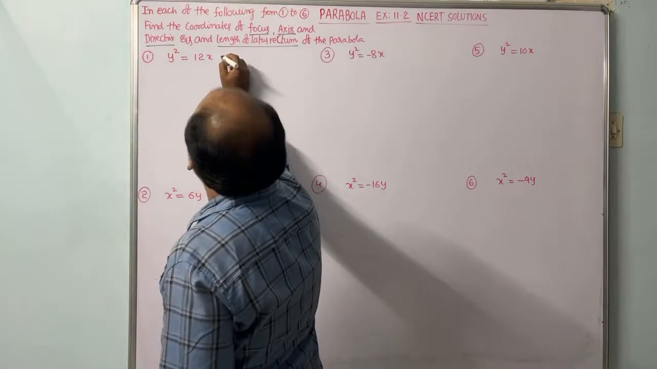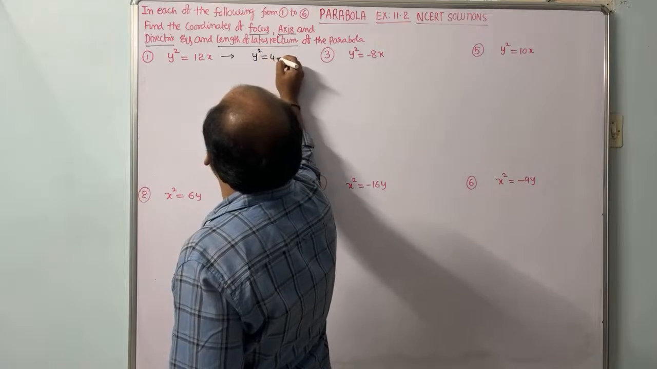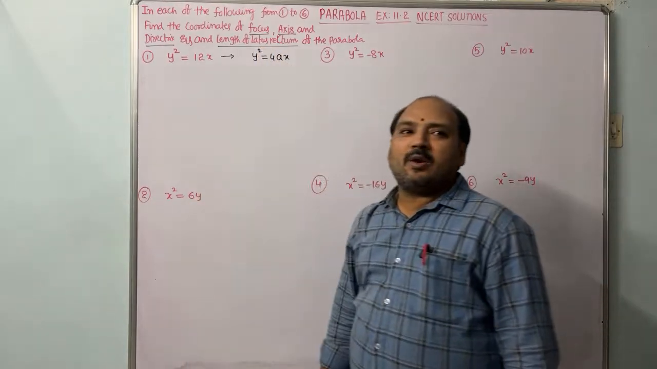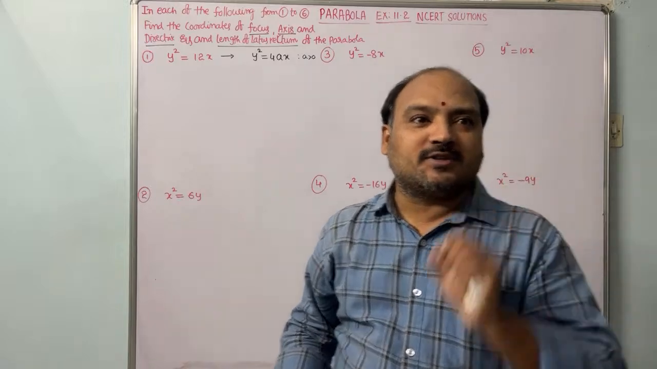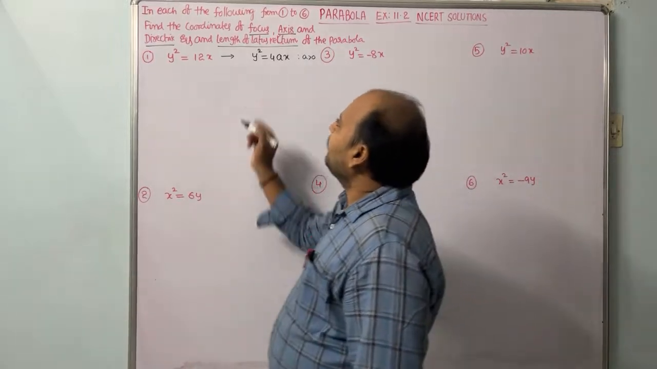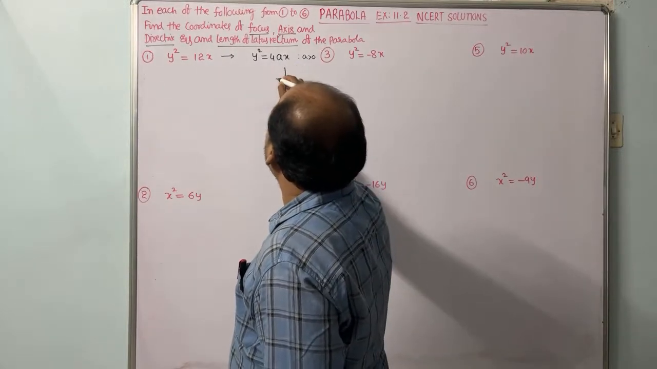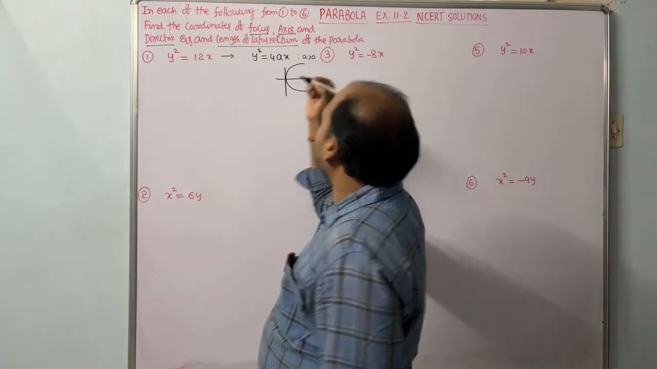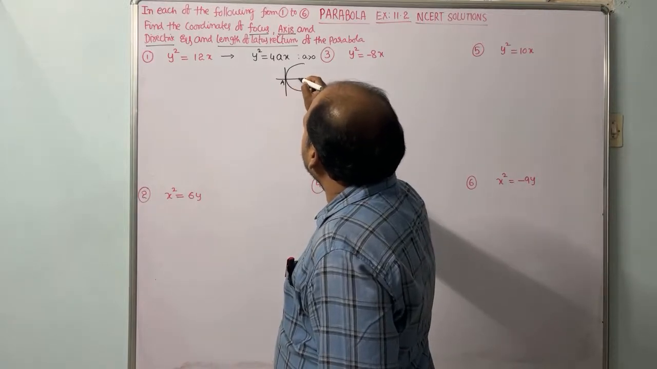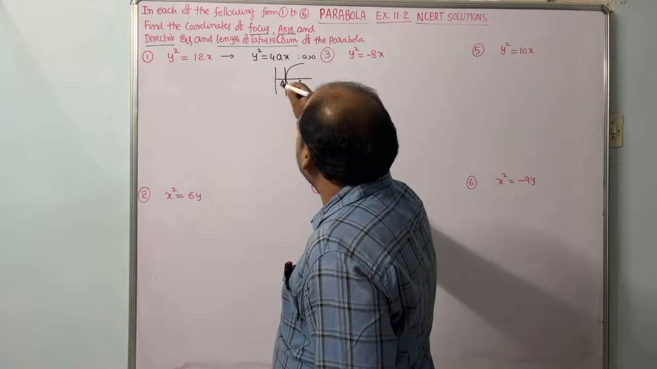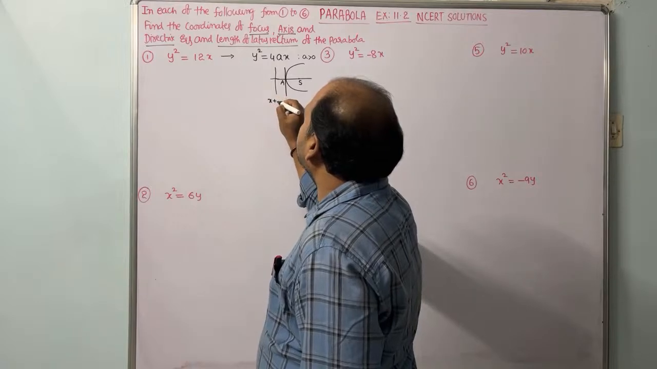First, the given equation of parabola is of the form y square is equal to 4ax. This is the standard equation of parabola where a is always greater than 0. The distance between vertex and focus is called a. For this type of parabola, y square is equal to 4x, this is the vertex, this is the focus, and this is the directrix. The directrix equation is x plus a equal to 0.